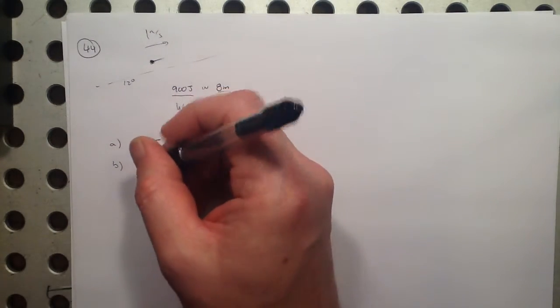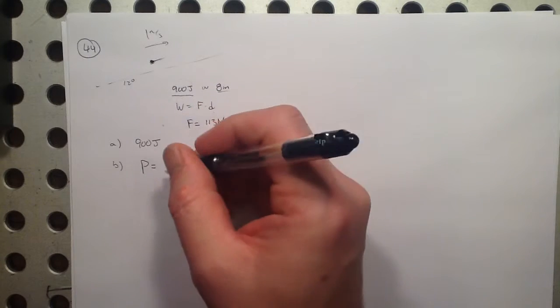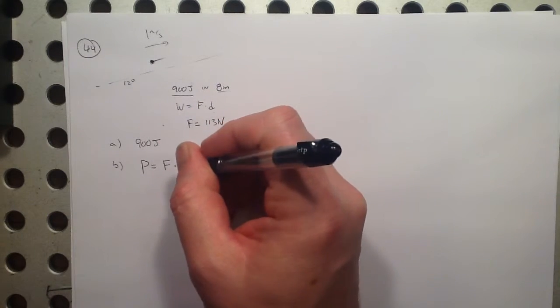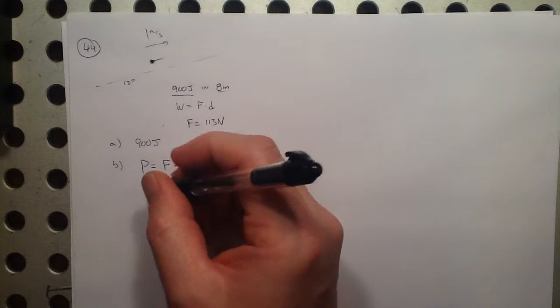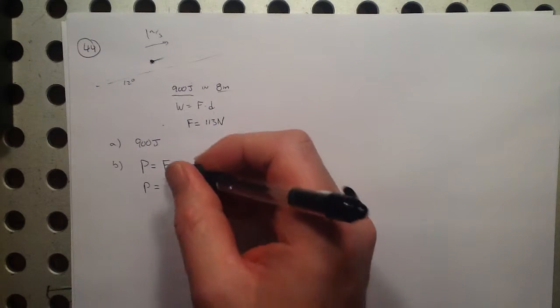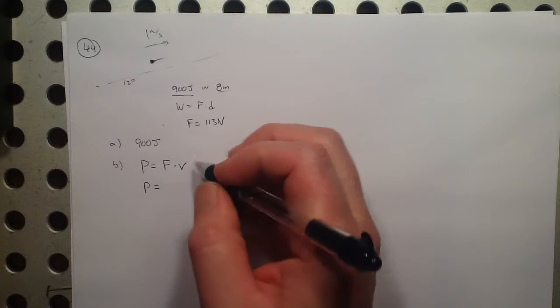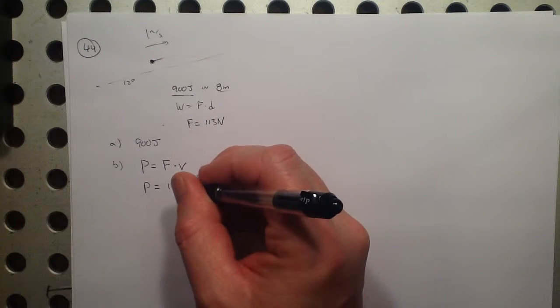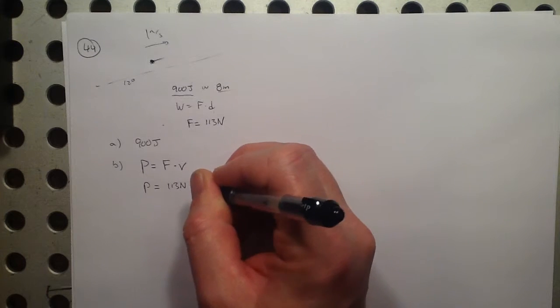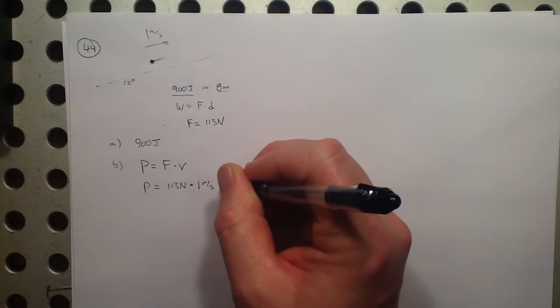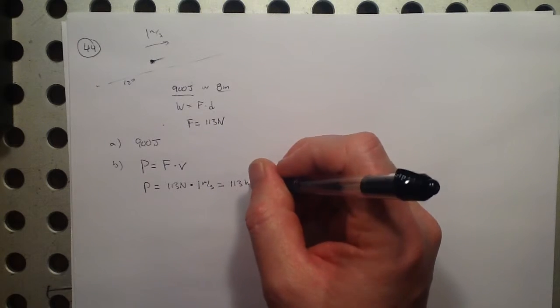In part B, at what rate is the force of the rope doing work on the skier in these two situations, if it's going 1 meter per second or 2 meters per second? So power is equal to force times velocity. In the first part, the force is 113 newtons about, times the velocity of 1 meter per second. So that's about 113 watts.